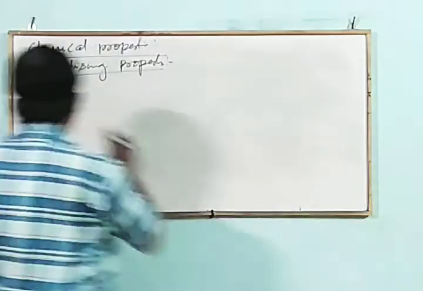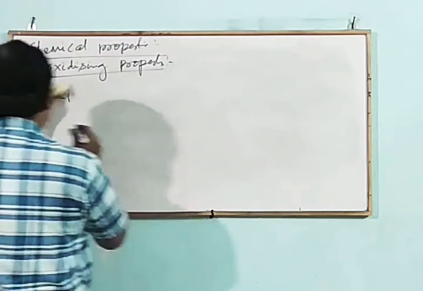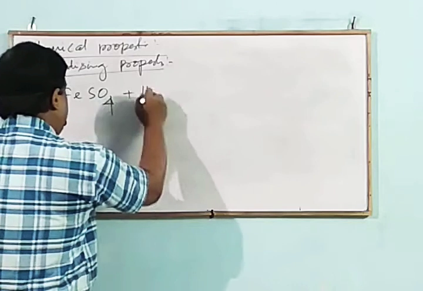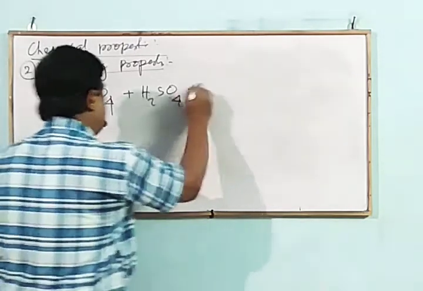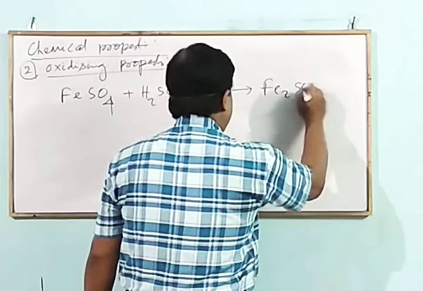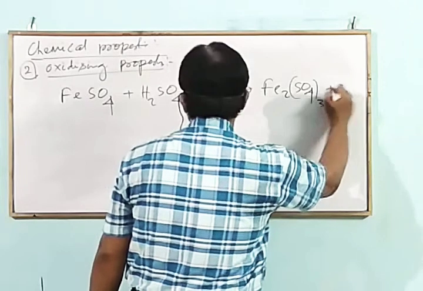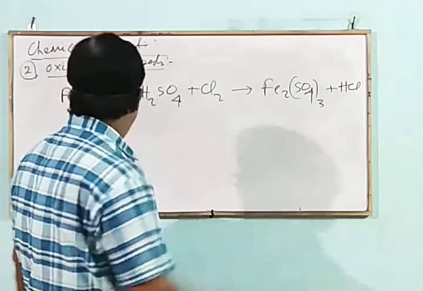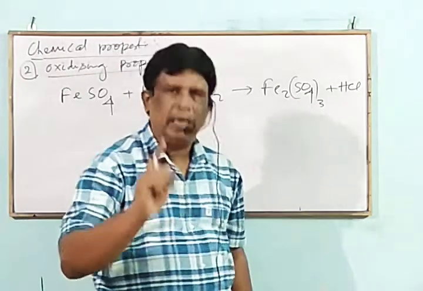For example, it oxidizes acidified ferrous sulfate: FeSO4 plus H2SO4 plus chlorine give rise to Fe2(SO4)3 plus HCl. I repeat again. It oxidizes acidified ferrous sulfate to ferric sulfate.